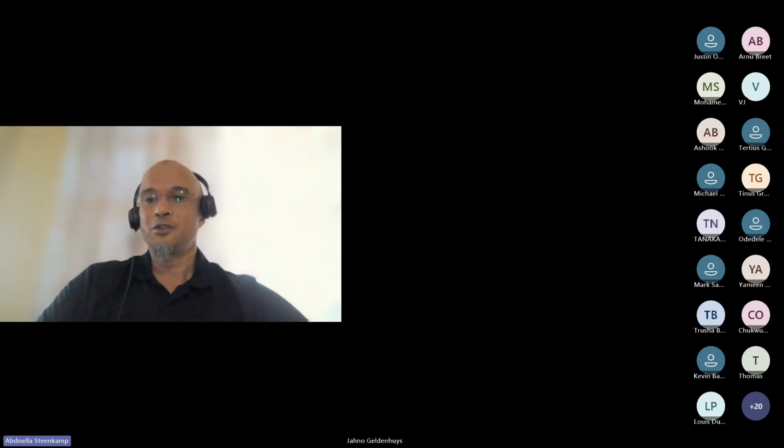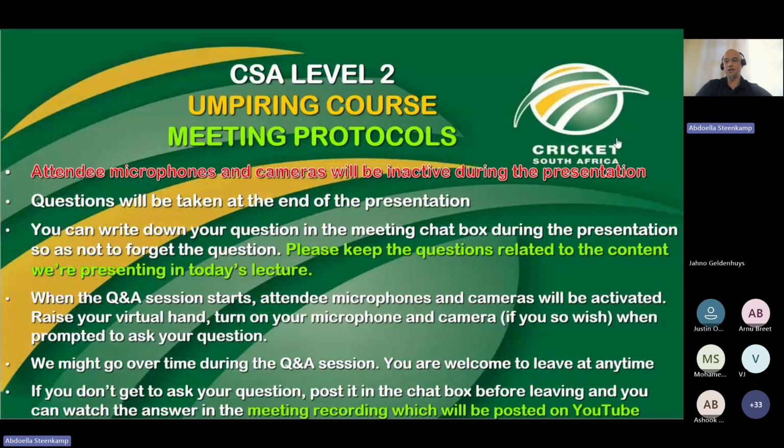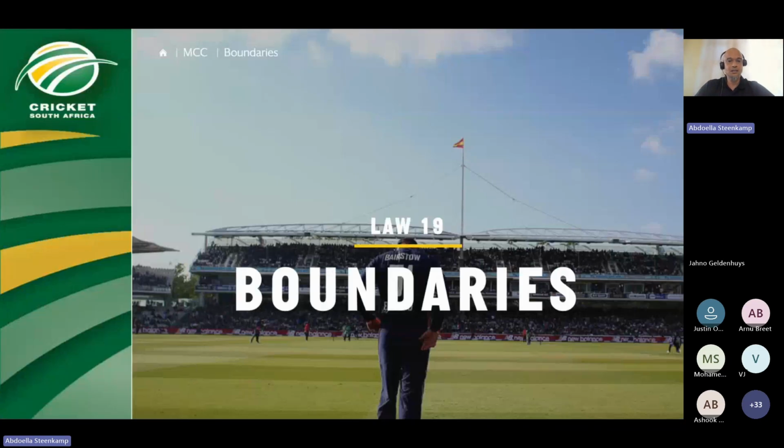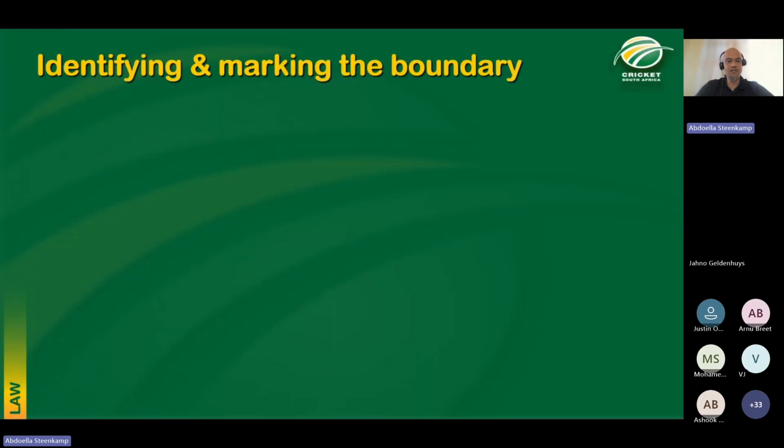So kicking off tonight's lecture, let's start with law number 19. We're not covering the whole of the law, we're only covering certain subsections. Under law 19, there are two subsections that we're covering here.